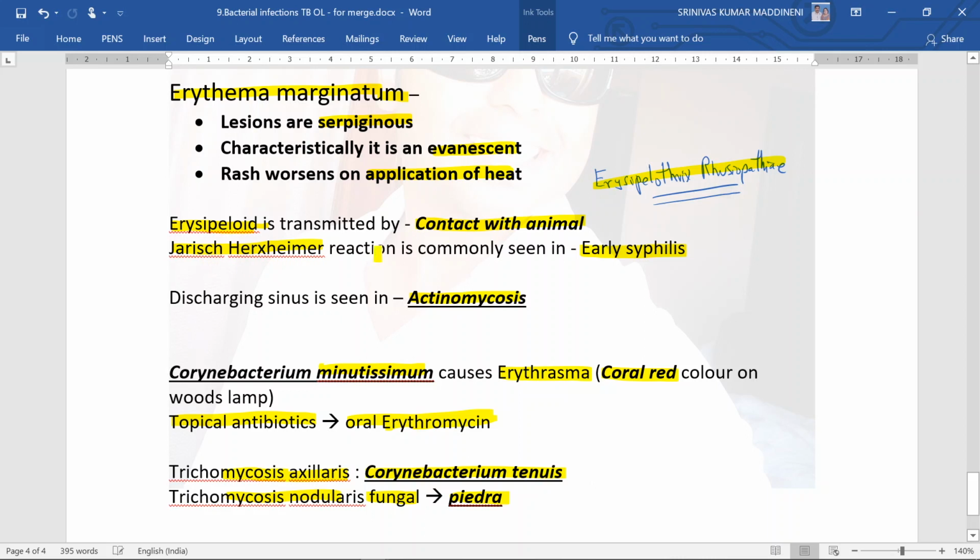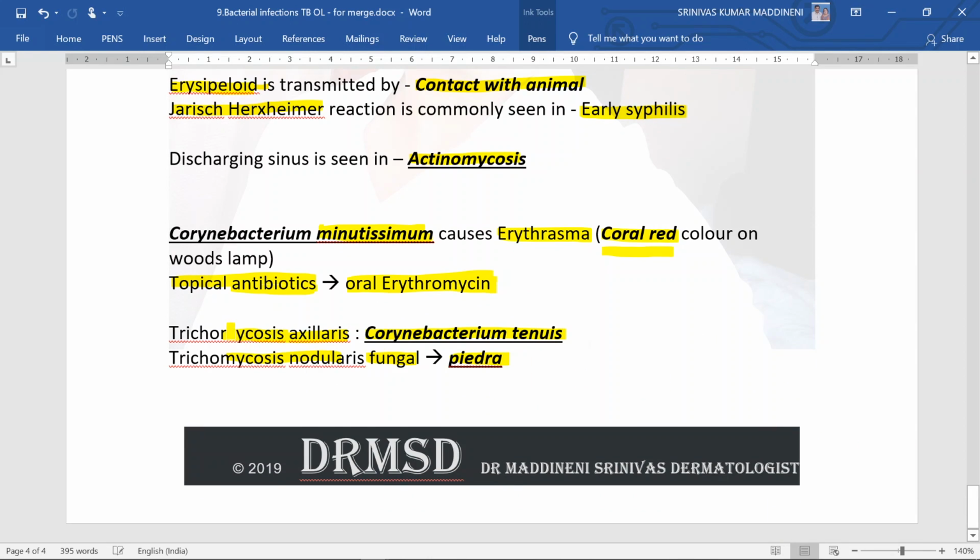Jarisch-Herxheimer reaction is commonly seen in early syphilis. Discharging sinuses are seen in actinomycosis. Erythrasma is because of Corynebacterium minutissimum, which will show coral red color on Wood's lamp examination, and the treatment for this is topical antibiotics, fusidic acid cream. But if it is not showing improvement, then oral erythromycin is the next preferred line of management.